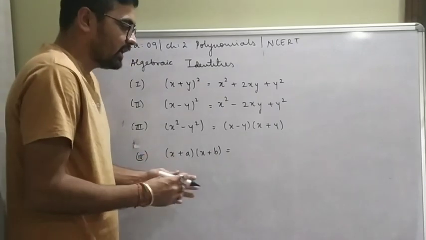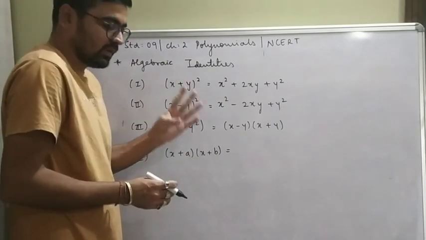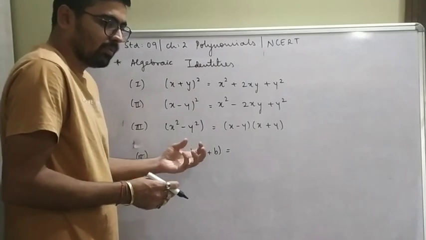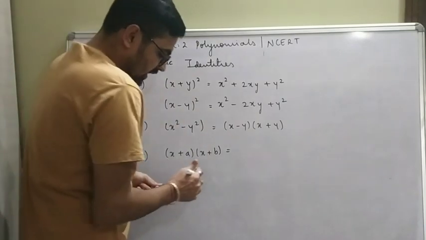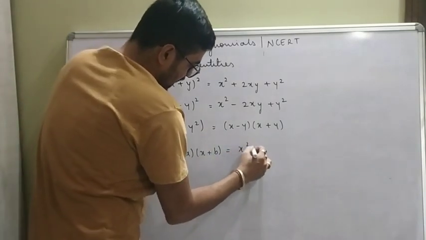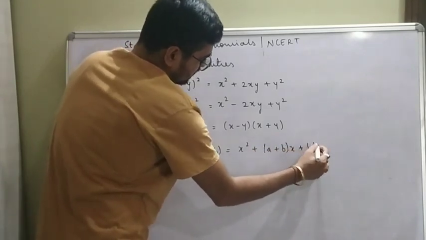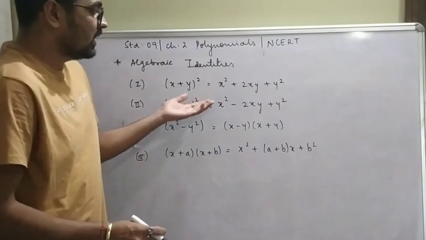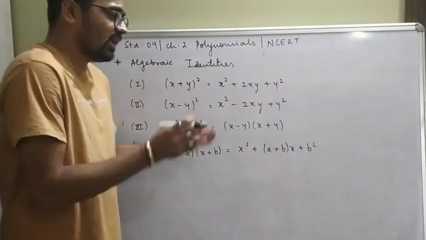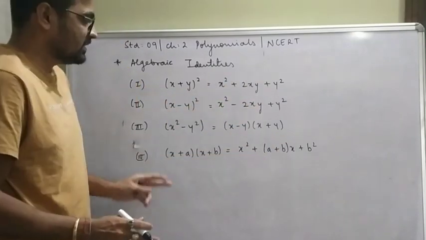We have more identities, but at present we are going to see the first four. We'll solve a few problems based on that, and then we'll go for the other identities. So it will be x square plus (a plus b)x plus ab. Now you may be thinking how we got such identities. So I'll explain one of them, which is very simple.